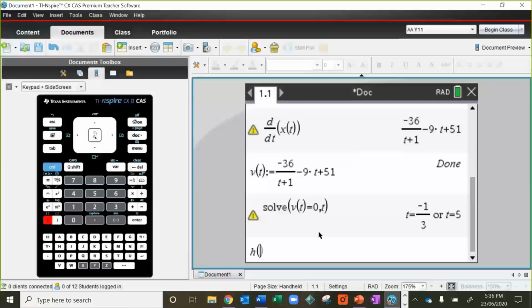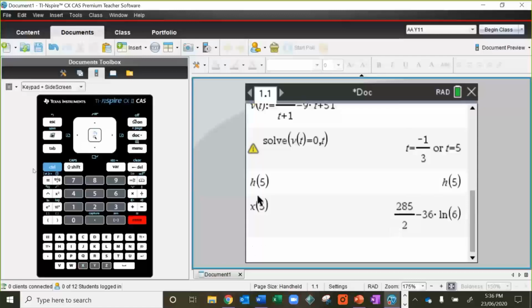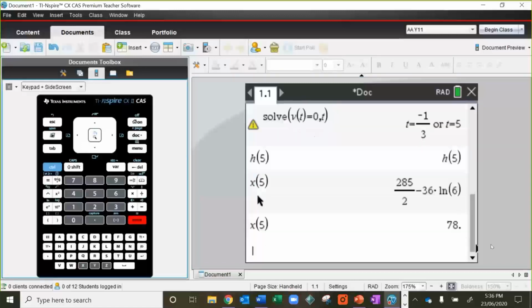So we can find the maximum height as x in 5, x in height. Sorry, that was x, not h. So let's try again. And the question was asking to the nearest meter, which is 78 meters. So the answer to our poll question was D, 78 meters.